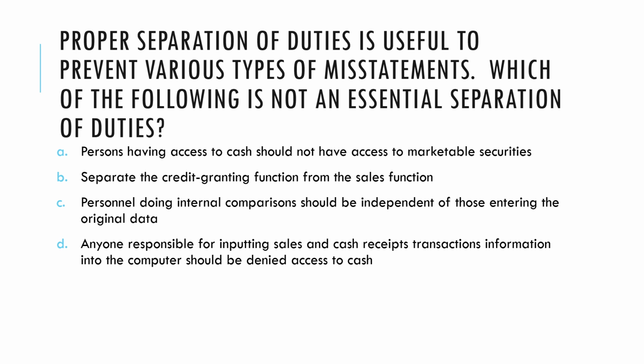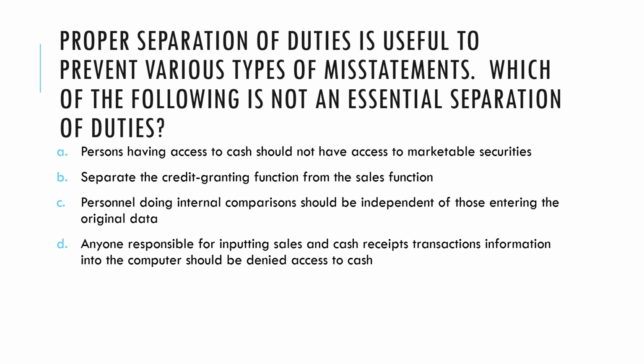So this is record keeping versus the monitoring or evaluation phase. Letter D, anyone responsible for inputting sales and cash receipts into the computer should be denied access to cash. So an example of separating record keeping from custody. So in this case, we have already seen Charlie and Delta as obviously essential separation of duties functions.